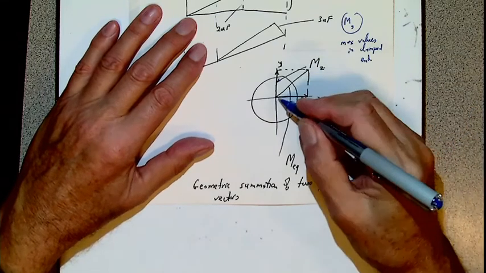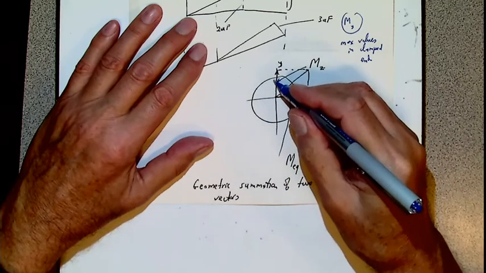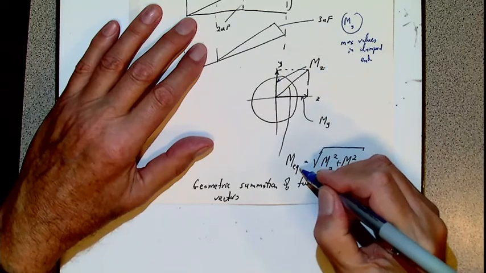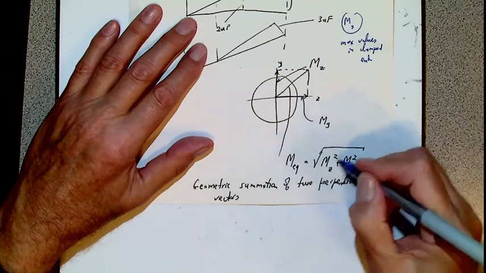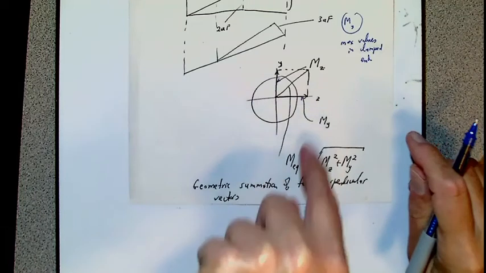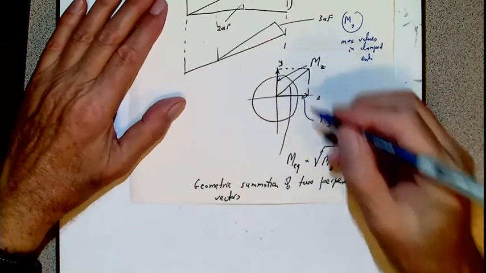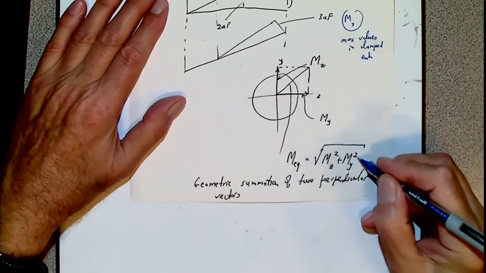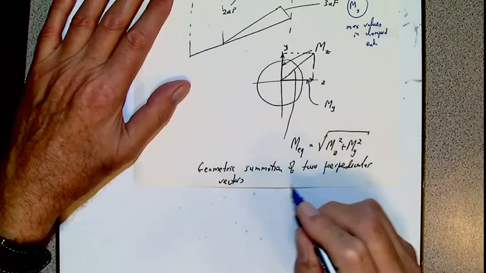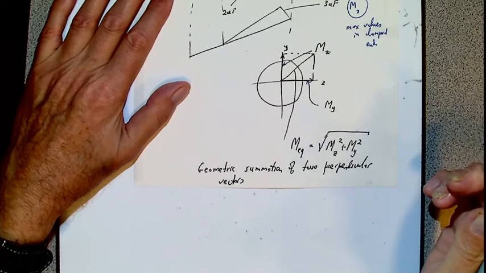So then we can imagine that instead of these two moments, we have just one moment. That is a resultant moment. It is equivalent to both of them. That means that we can replace these two by one, that they're equivalent. So then it is the square root of Mz squared plus My squared. That is the geometric summation of two perpendicular vectors. Any questions?